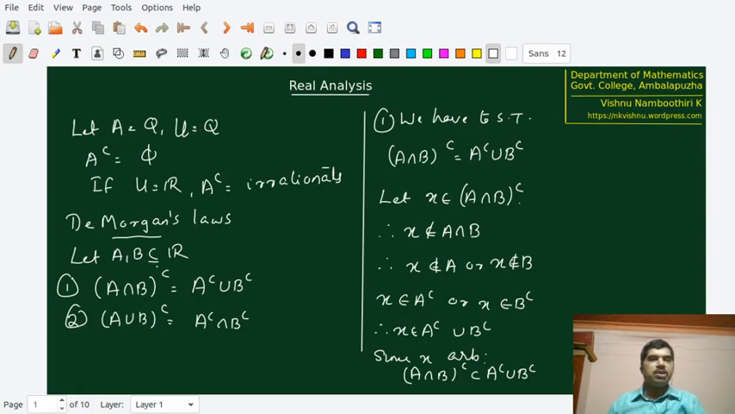So what is the first part? (A intersection B) complement equal to A complement union B complement. The question is, try to verify that (A1 intersection A2 intersection etc. intersection An) complement is equal to A1 complement union A2 complement union etc. union An complement. This is an exercise for you.